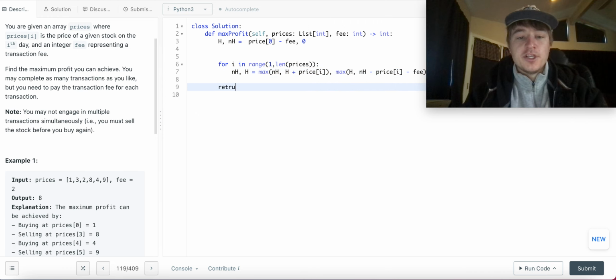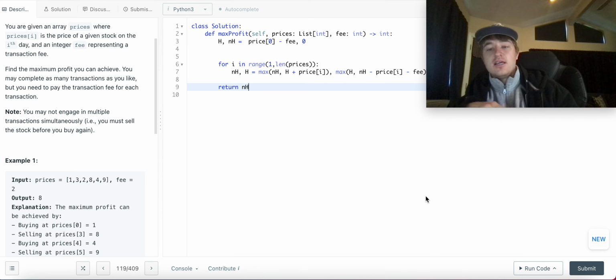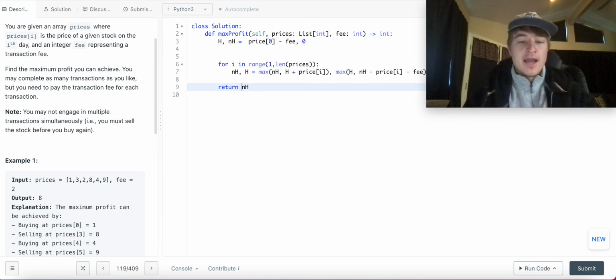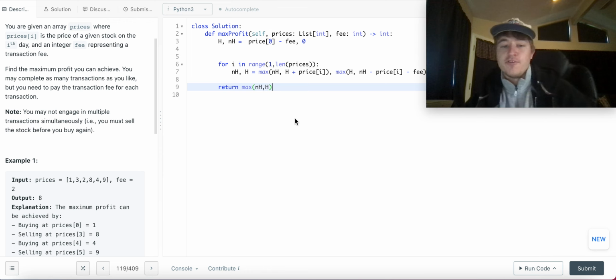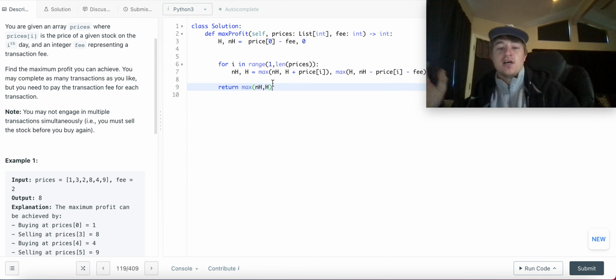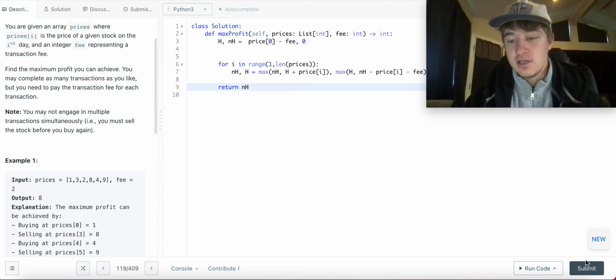And at the end, we just get whatever we get if we're not holding, right? Because you could say, well, is it the max of not holding and holding? Well, if you're holding the stock, you had to pay money to hold it, so you definitely have more money if you're not holding the stock on the last day. So not holding will always be greater than holding by the end of this problem.